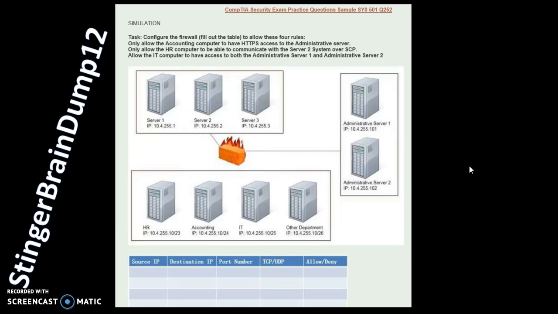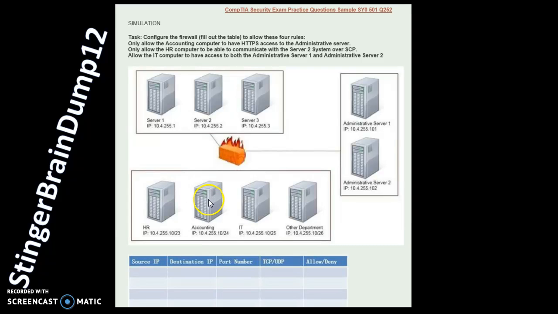So, as our task is to configure the firewall, fill out the table to allow these 4 rules. We're just going to tackle each of these one at a time. First one is we're going to allow the accounting computer, so we have the accounting computer right here, to have HTTPS access to the administrative server.